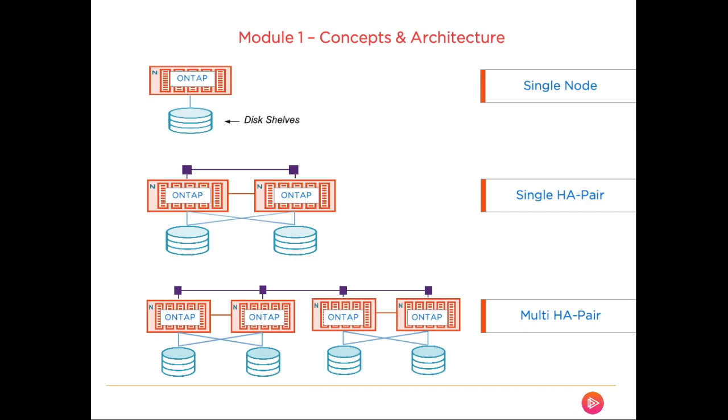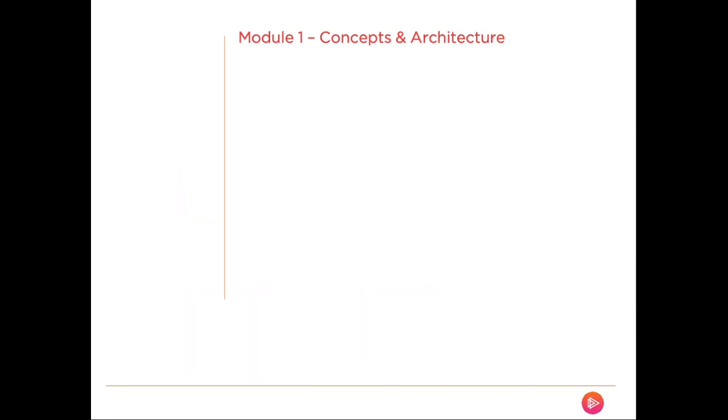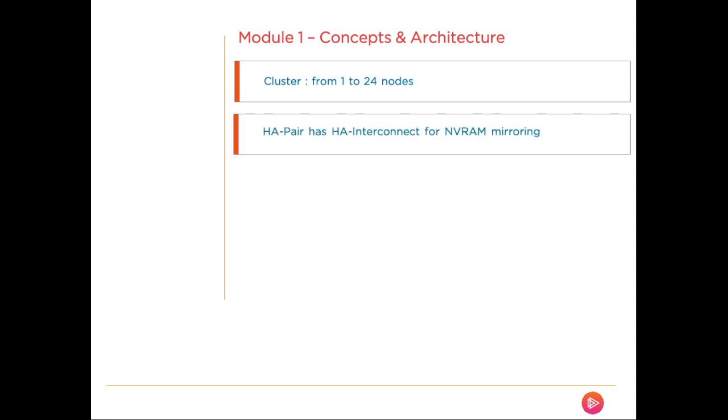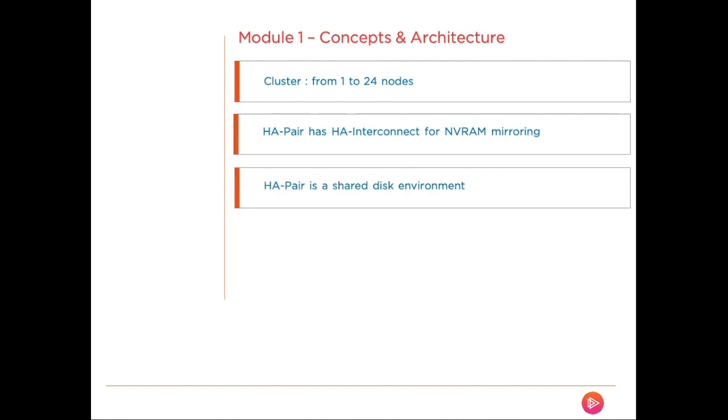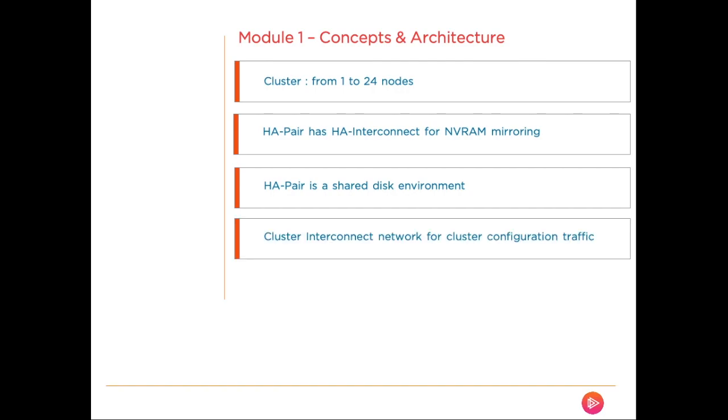So to summarize, a cluster can be as small as one single node, the absolute maximum is 24 nodes, and each HA pair has its own HA interconnect, which is used for NVRAM mirroring, and both partners in the same HA pair can take over each other's disks. The cluster configuration and management traffic traverses a redundant network which is called the cluster interconnect.